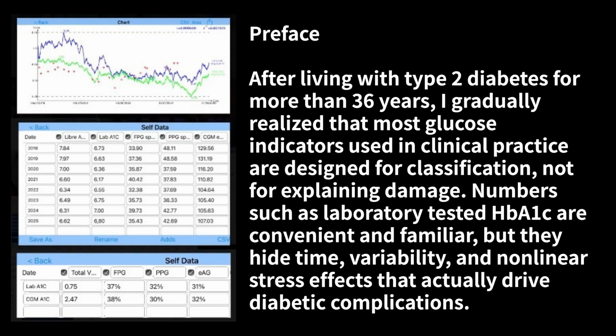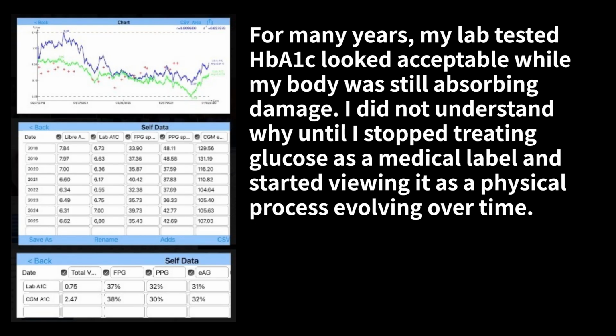Preface. After living with type 2 diabetes for more than 36 years, I gradually realized that most glucose indicators used in clinical practice are designed for classification, not for explaining damage. Numbers such as laboratory-tested hemoglobin A1C are convenient and familiar, but they hide time, variability, and nonlinear stress effects that actually drive diabetic complications. For many years, my lab-tested hemoglobin A1C looked acceptable while my body was still absorbing damage. I did not understand why until I stopped treating glucose as a medical label, and started viewing it as a physical process evolving over time.